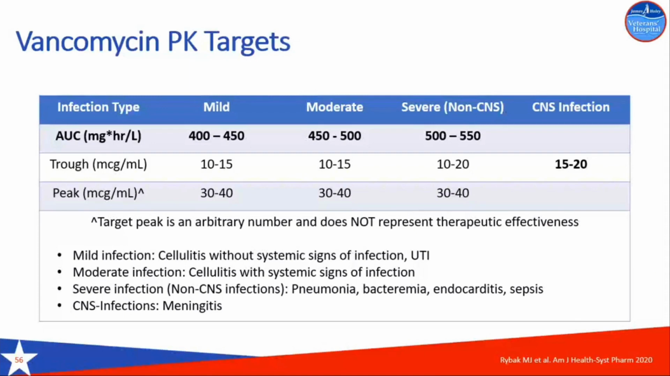So mild infection, if it's just a UTI or a simple cellulitis, area under the curve of about 400 to 450. Moderate to severe is basically any other infection, and we're looking at an AUC of 450 to about 550. And then again, that outlier is our CNS infections or meningitis. We want to make sure that our troughs are still at least 15 to 20, regardless of what the AUC is.